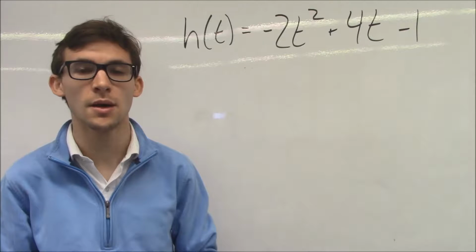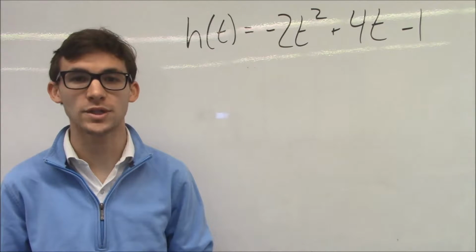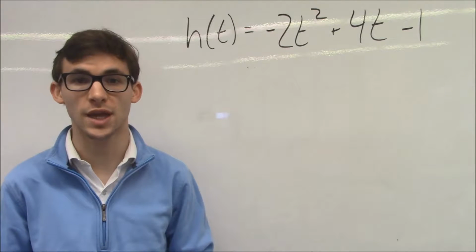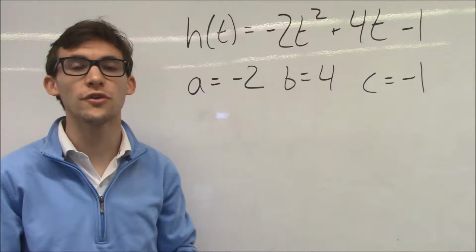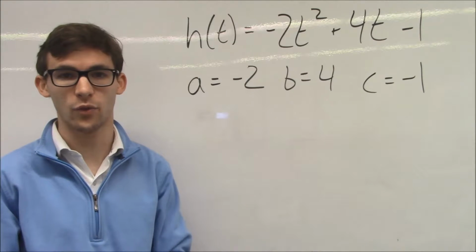plus 4t minus 1. The first thing we need to do in this problem is annotate the values of a, b, and c. When I say go, take 10 silent solo seconds to identify these values on your paper. Go. And come back together in 3, 2, 1, time. We should have found that a is negative 2, b is 4, and c is negative 1.